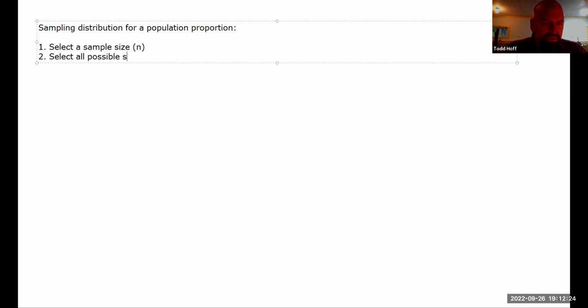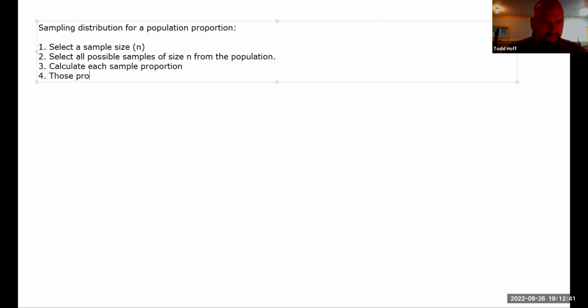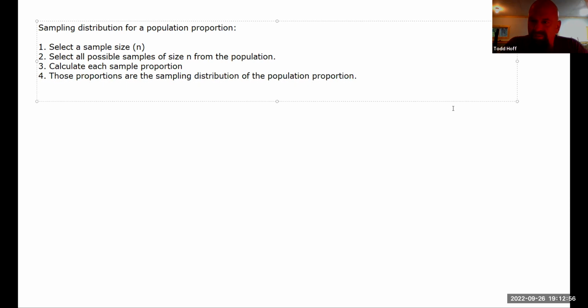So now we select all possible samples of size n from the population. Calculate each sample proportion. Those proportions now are the sampling distribution of the population proportion. So just like all those sample means were the sampling distribution of the population mean, here the sample proportions are the sampling distribution of the population proportion. And the characteristics will be similar.